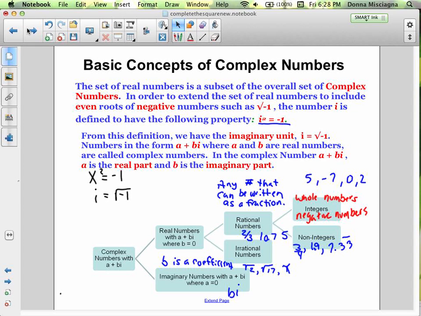We also have imaginary numbers, a plus bi, where a is 0, so there's no real part. So the real numbers, together with the imaginary numbers, make up the complex numbers with a plus bi. So we can have a real part and an imaginary part. Let's look a little bit more at complex numbers.